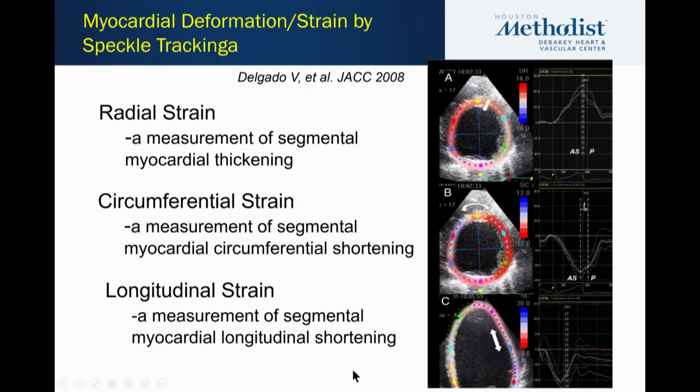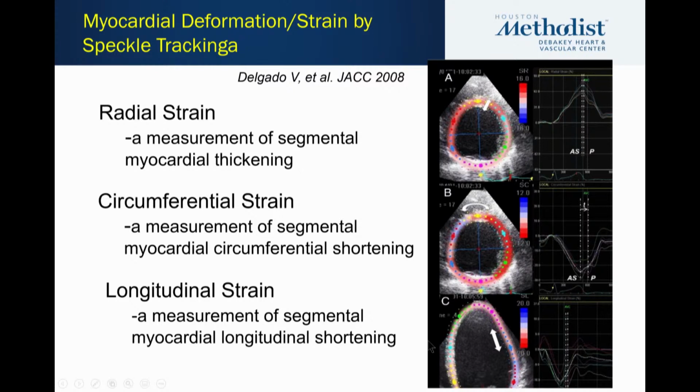So today's instruments can do speckle tracking and derive strain in 3 different axes. Radial strain, which is a vector coming into the center of the cavity, which in essence gives you an assessment of segmental myocardial thickening. Circumferential strain, which is a vector along the circumference of that cavity in a short axis view, and the longitudinal strain, which is a measurement of segmental myocardial longitudinal shortening along this axis.